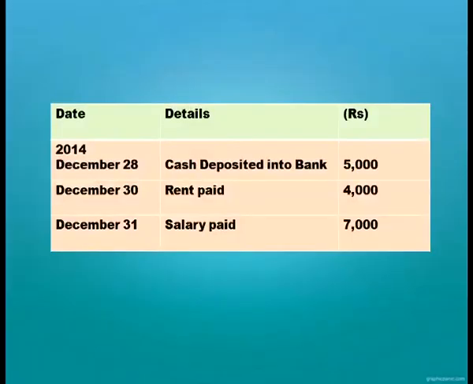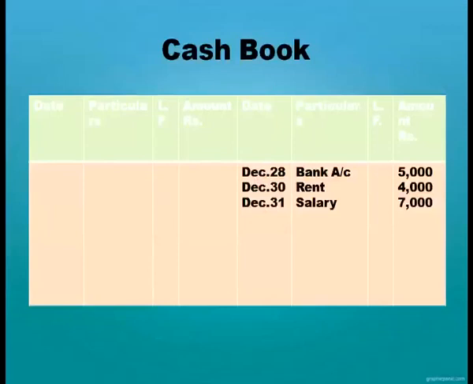Some more transactions. Cash deposited into bank: bank account debit to cash. Rent paid: rent account debit to cash. Salary paid: salary account debit to cash. How is it coming in the cash book? On the credit side, bank to cash. So, posting on the credit side, payment side. Rent paid: by rent on the credit side. By salary on the credit side, payment.